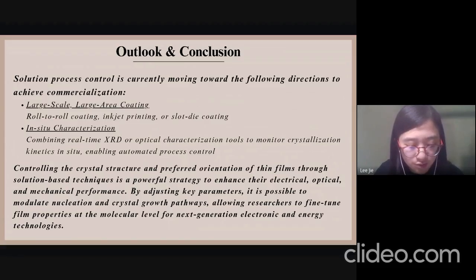Controlling the crystal structure and the preferred orientation of a thin film through solution-based techniques is a powerful strategy to enhance their electrical, optical, and mechanical performance. By adjusting key parameters, it is possible to modulate nucleation and crystal growth pathways, allowing researchers to fine-tune film properties at a molecular level for next-generation electronic and energy technologies.